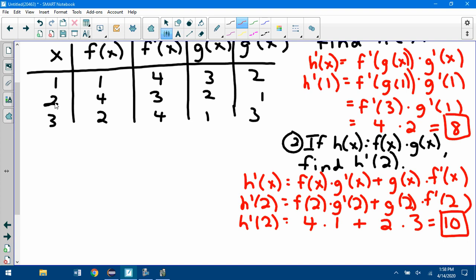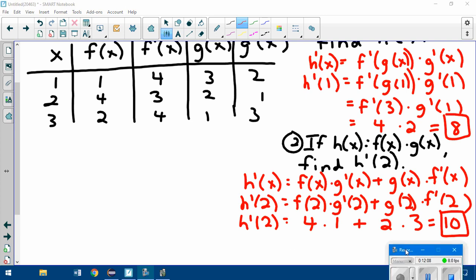Except f of 2. Okay, I think that's right. Let me double check real quick. It's different than what my notes say. Yep, I think that's all good.